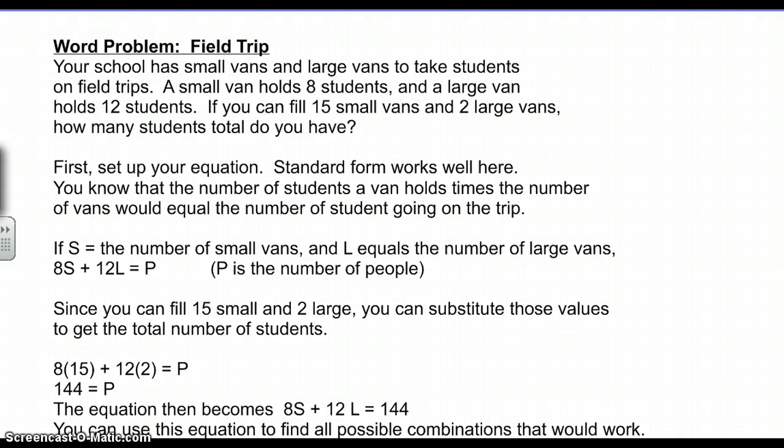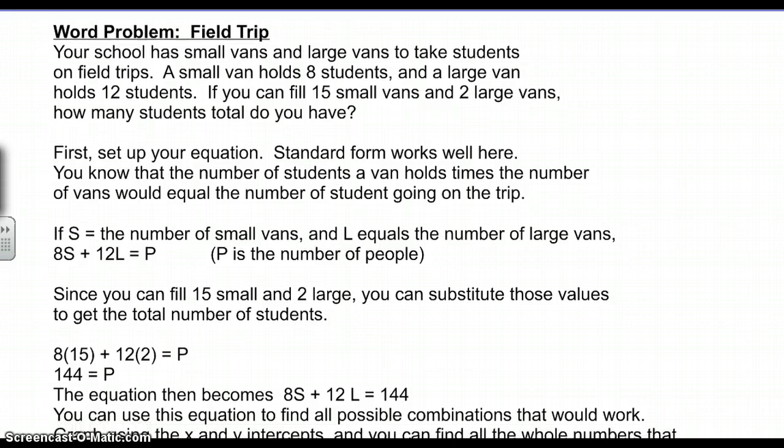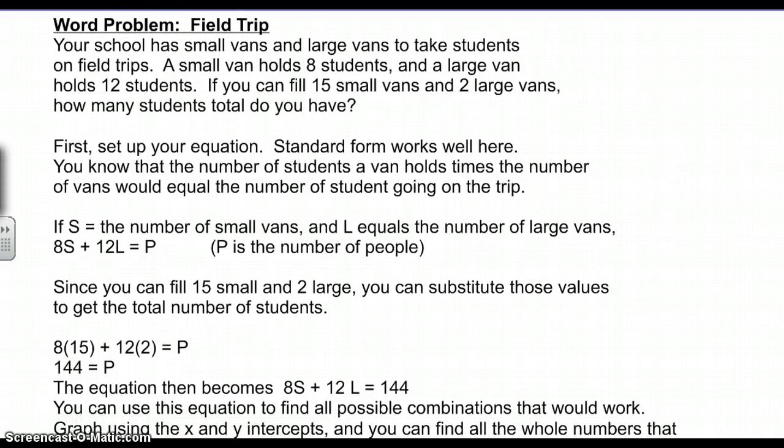Now you can use this in word problems all the time. The word problem that they give as an example is this field trip, where your school has small vans and large vans to take students on a field trip. And if you know the small van holds 8 students and the large van holds 12 students, and you can fill 15 small vans and 2 large vans, how many students in total do you have? Well, the first thing you have to do is set up the equation, and standard form works really well here, because you know that the number of students a van holds times the number of vans will equal the total number of students going on the trip.